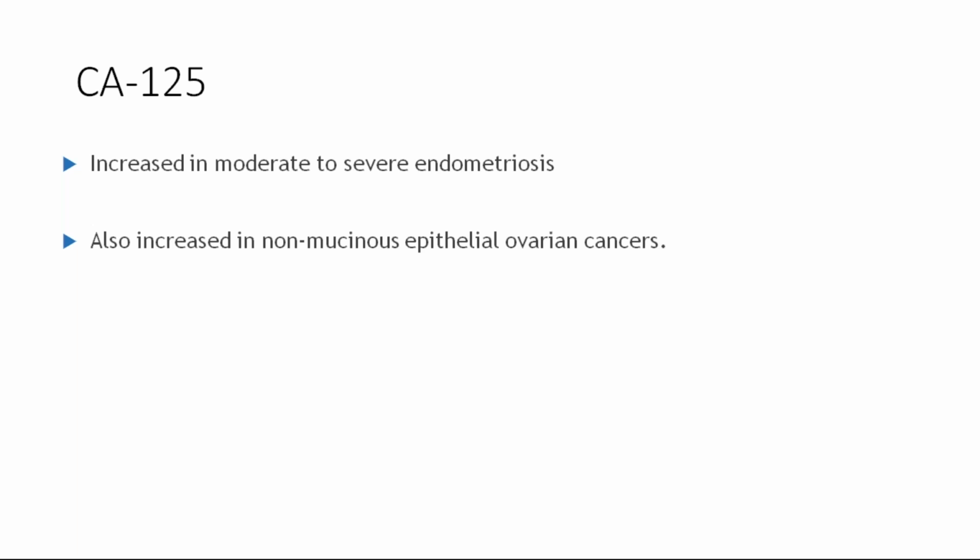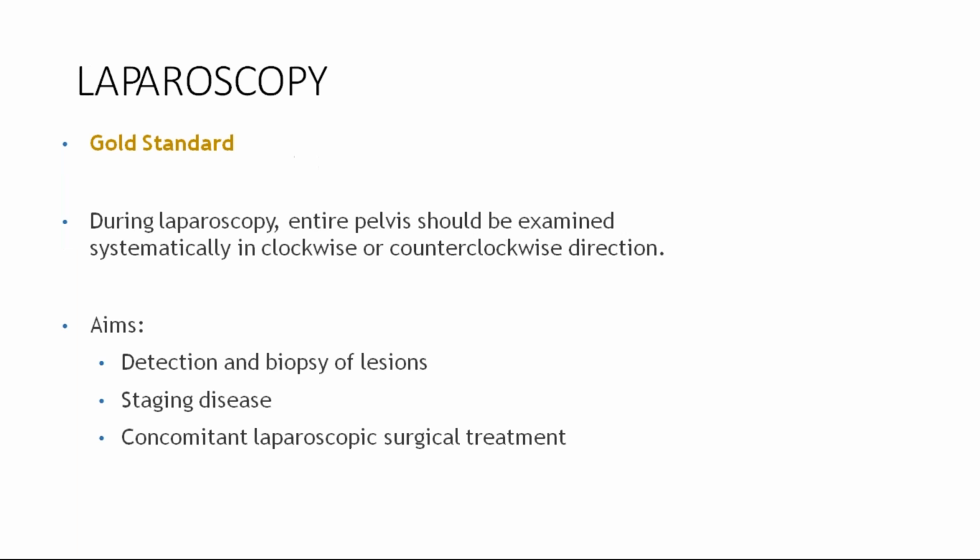And CA-125. CA-125 will be elevated in many conditions, like tuberculosis or any inflammatory process in the body, and some malignancies like epithelial ovarian tumors. Likewise, in endometriosis also, it is increased in moderate to severe cases. It is also increased in non-mucinous epithelial ovarian tumors. So when you suspect this, along with ultrasound, you can go for CA-125 levels also. If it is elevated, it is suggestive of endometriosis.